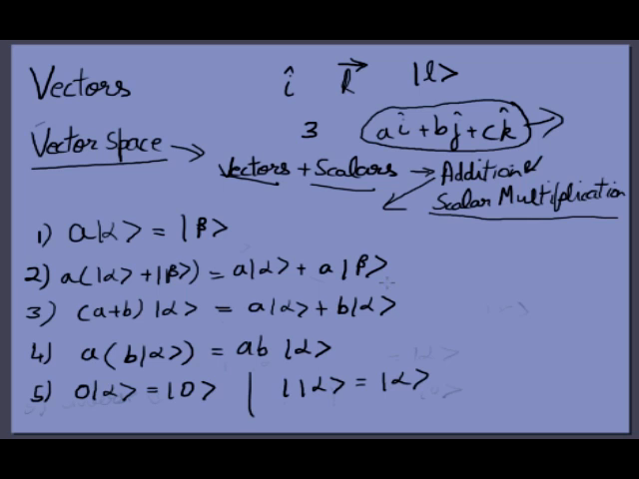So I wrote down 5 rules for addition of two vectors, then I wrote down these 5 rules for multiplication of scalars, and if we have a set of objects, vectors, and another set of objects, scalars, which obey these rules in terms of vector addition and scalar multiplication, that is what we call a vector space.